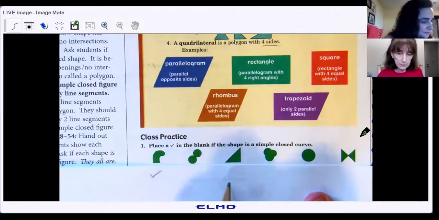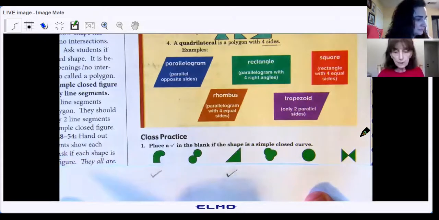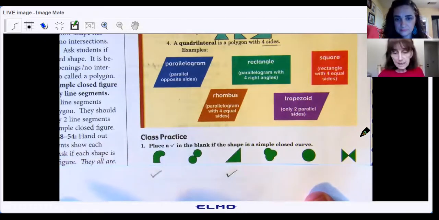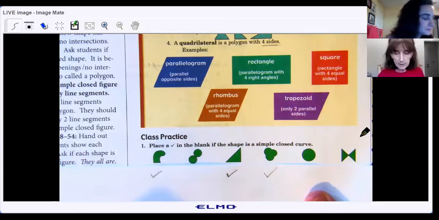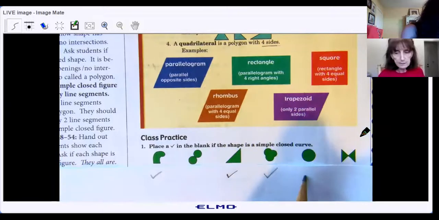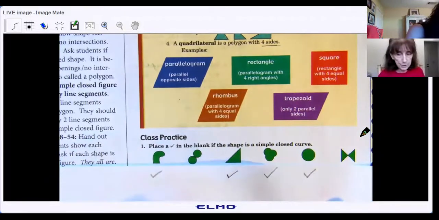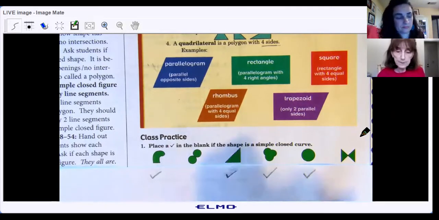Is the next one, a triangle, a closed figure, a closed shape? Yes, there's no opening. Look at the next one. That is a closed shape. There's no opening, simple closed shape. And then of course the circle is a closed shape. But look at this one. That's not a closed shape because you have one triangle and then another one. It's not a closed shape. All right, so simple closed curve, simple closed shape. It has to be closed, okay? That's all there is to it.